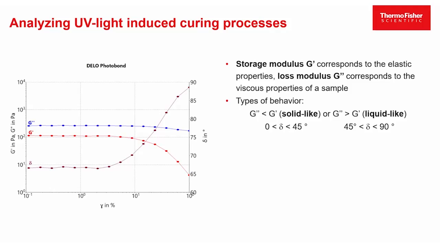Also, we can have a look at the delta, which is basically the ratio of G double prime and G prime. And what we see is that it's constantly over 65 degrees. As we know from previous slides, the delta value can range between 0 and 90 degrees. So there is a threshold, a boundary at 45 degrees, that indicates a shift from solid-like to liquid-like behavior. In this case, we do not achieve solid-like, but liquid-like behavior, as the delta is always above 45 degrees.